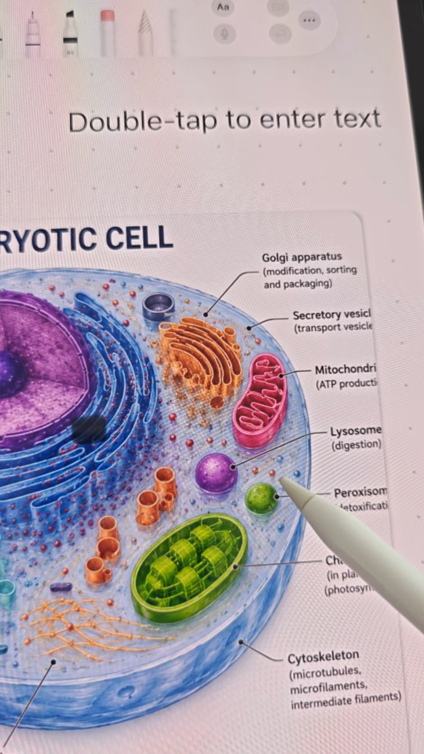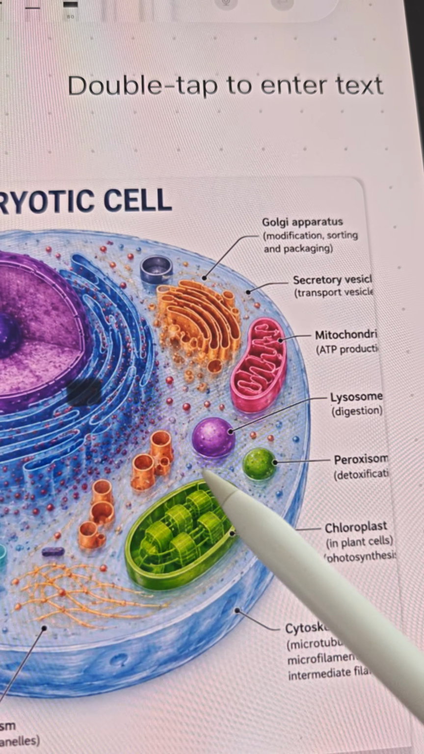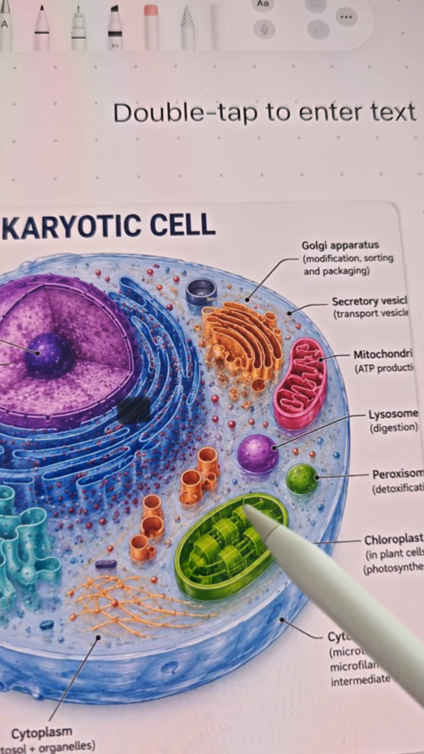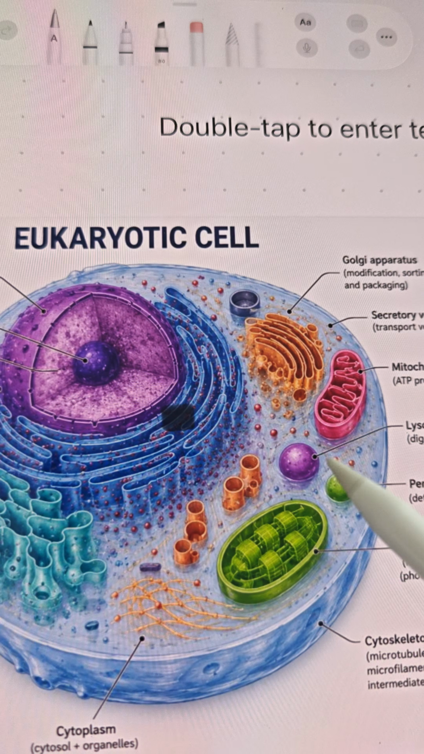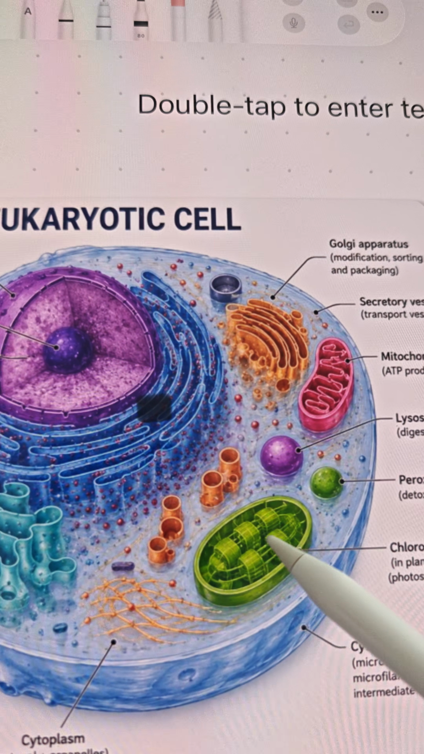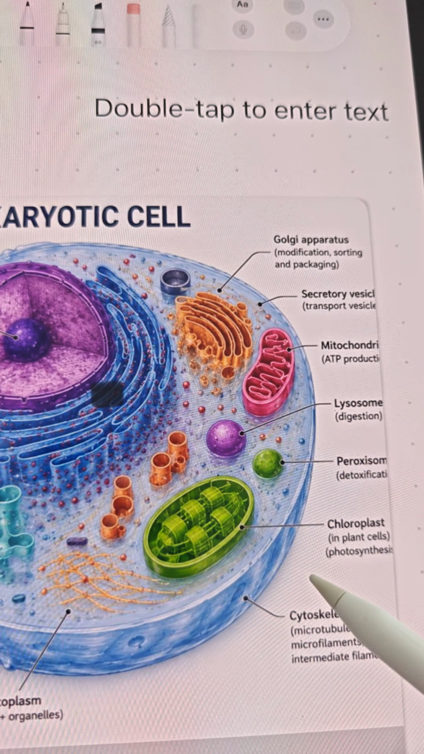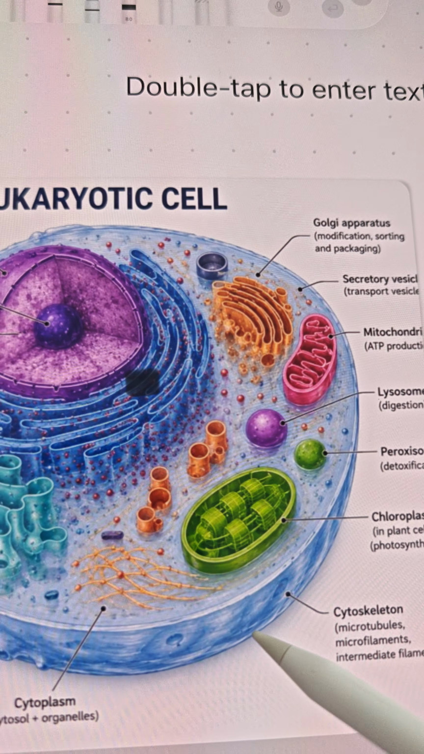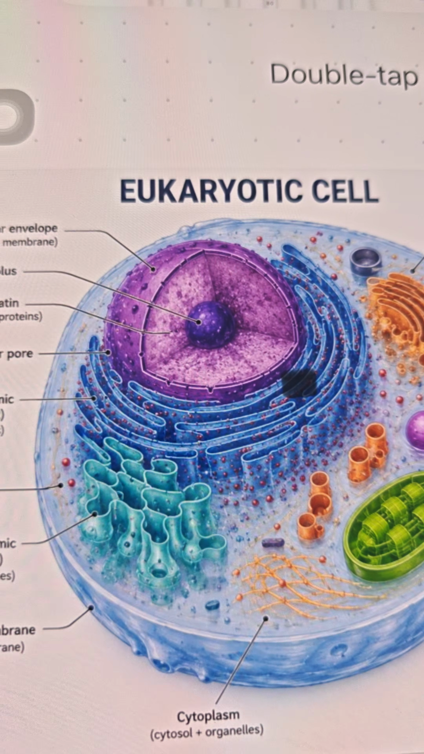Similarly, the peroxisomes are present. As this is a plant cell, you will find the chloroplasts. You know that chloroplasts help in photosynthesis. In this picture there is only one chloroplast, but there are hundreds, thousands of chloroplasts actively working inside the cell. Now you can see over here the whole cytoplasm.